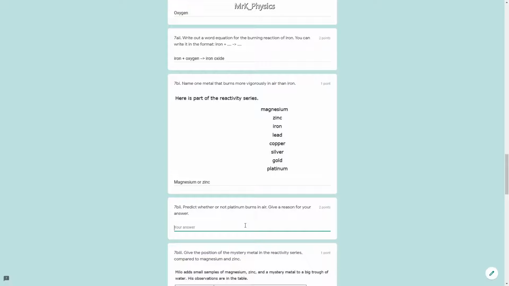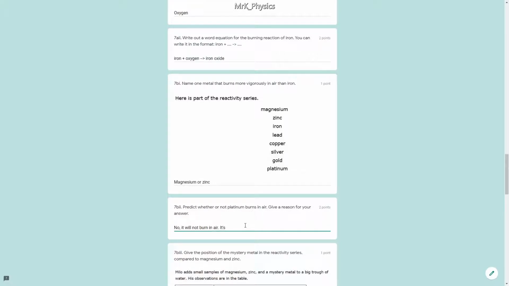Well, what you've got to do is then work out whether or not platinum will burn in air, and pretty much all of you got this right and said no, it will not burn in air. Give a reason for your answer. This is justifying it.